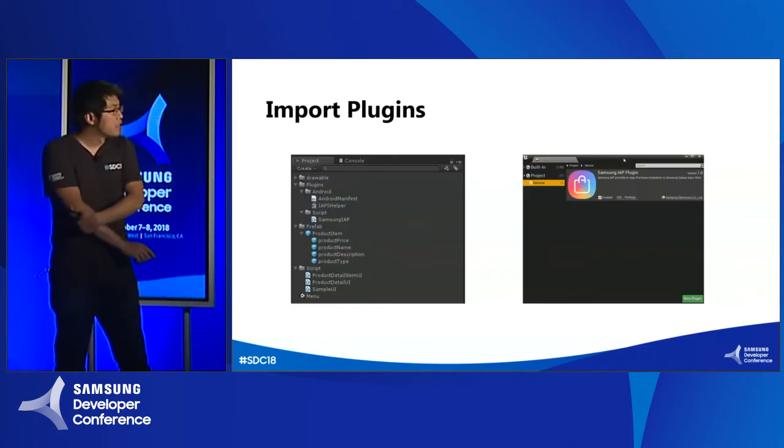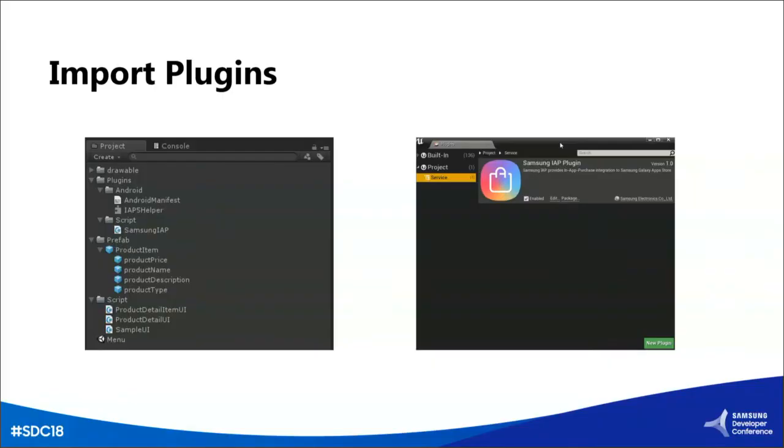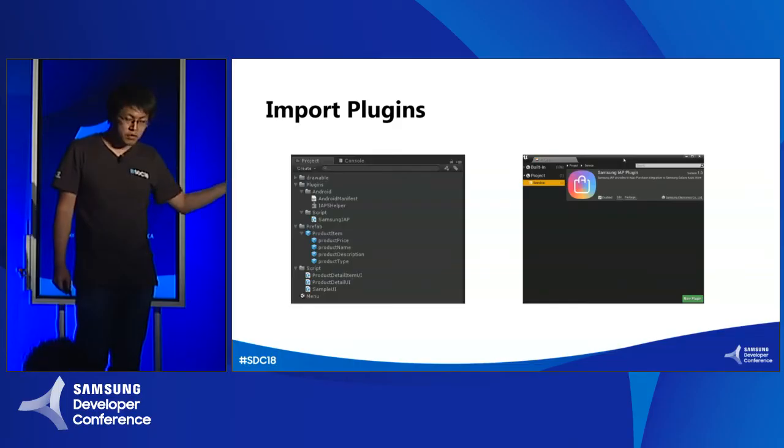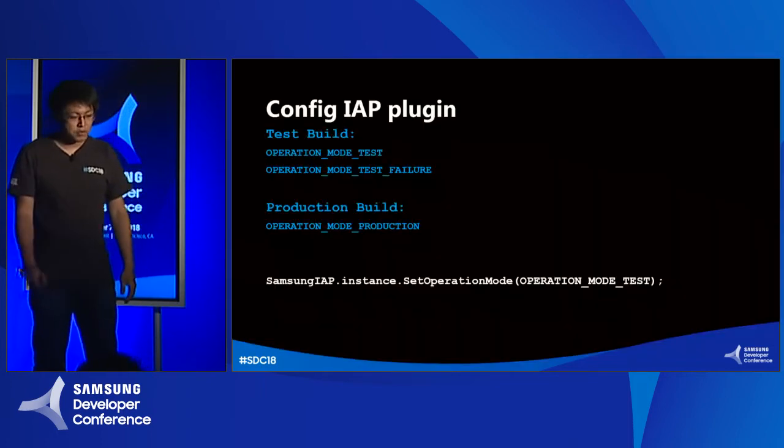All right, let's start. So, import plugin. We designed each plugin based on the game engine. So for Unity, just double click and it should do all the job for you. And for Unreal, just copy that to the plugin folder.